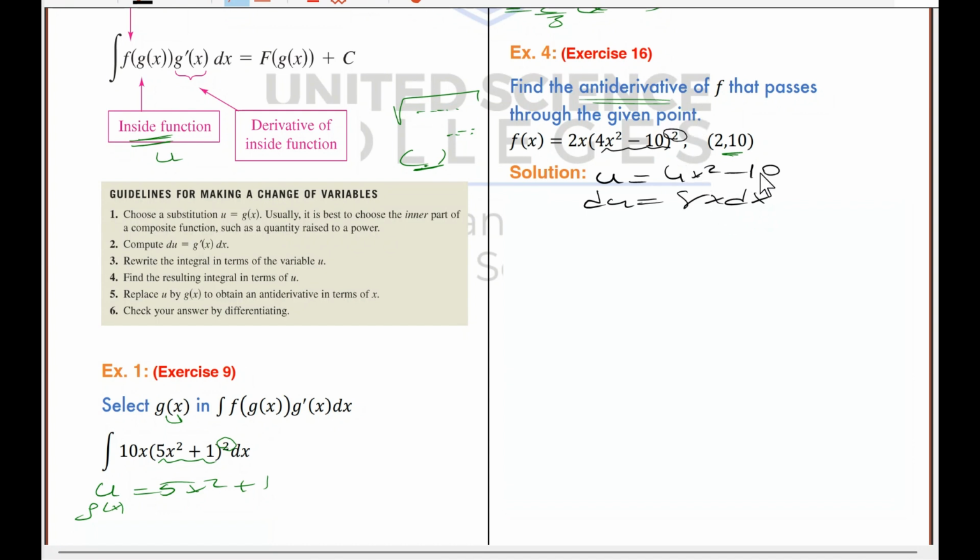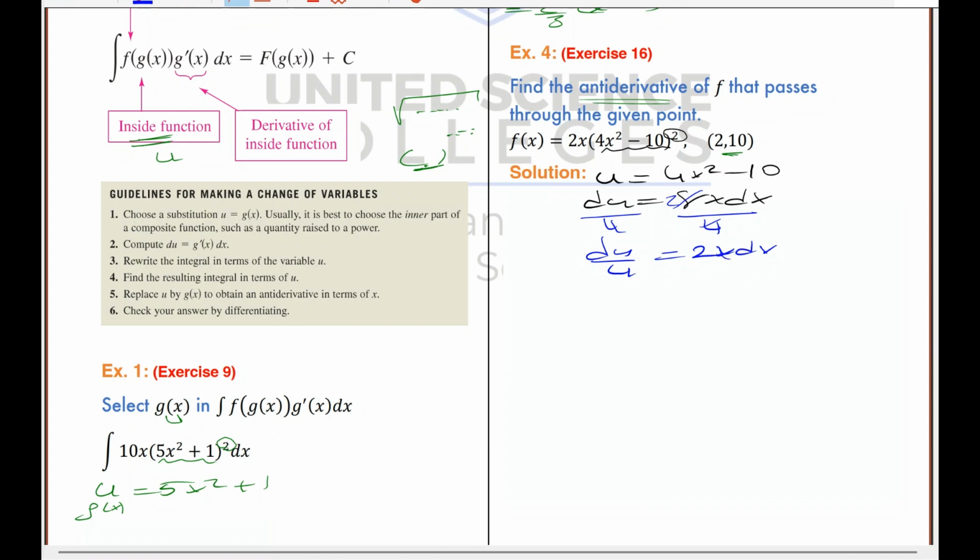Now I have 4x squared minus 10 in the question. I also have 2x in the question, but I got 8x. I don't need 8x. What I need is just 2. How do I make this manipulation to get just 2? I guess by dividing both sides by 4, we'll make the right side 2x dx. This is all I need. I don't need this. I just need that one.